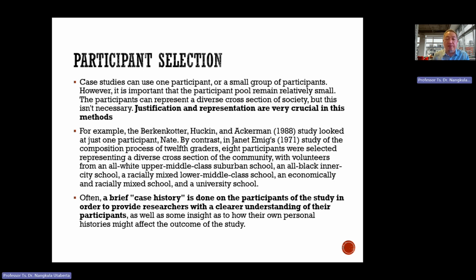Often, a brief case history is done on the participants in order to provide the researcher with an understanding of their participants. So that's why you need to understand their histories. Do they have experience staying there? How long have they been staying in the area? What is their perspective on things? How have they grown in that particular area?